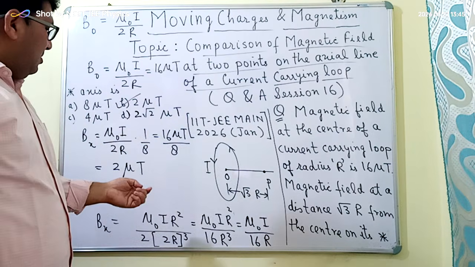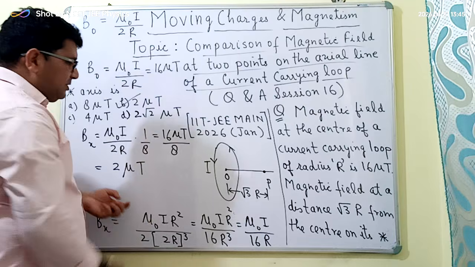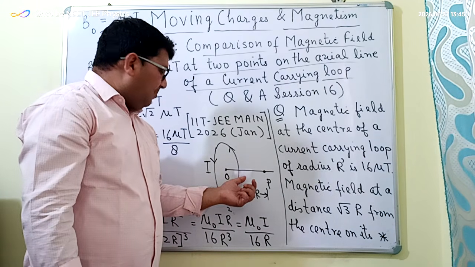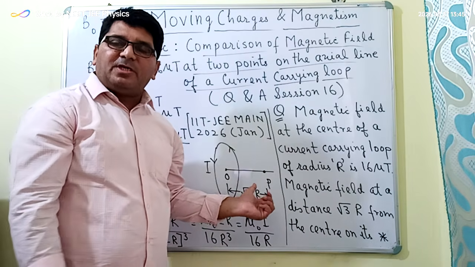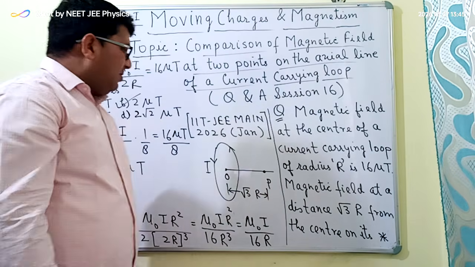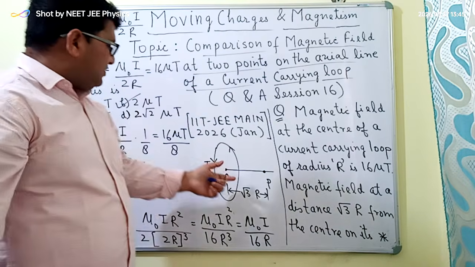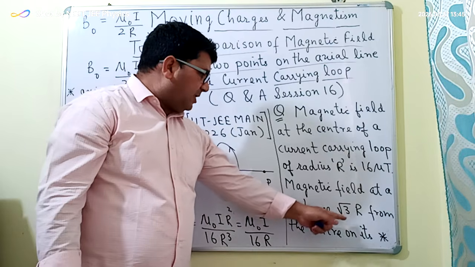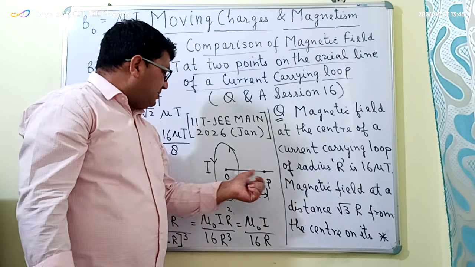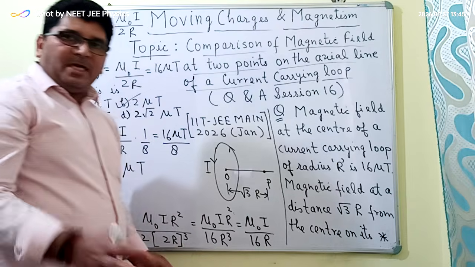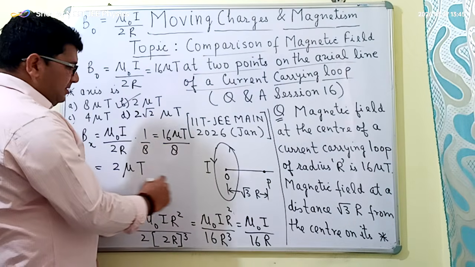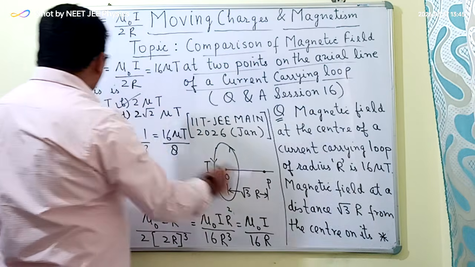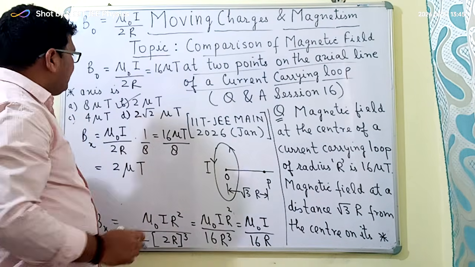In this question we simply use the general formula for the magnetic field on the axial line of a current carrying loop, and thereafter we calculate the magnetic field at the center of the loop and at this point P, which was at a distance of root 3r from the center on the axial line. By comparison we got the answer: the magnetic field at a distance root 3r from the center on its axis is equal to 2 micro Tesla.